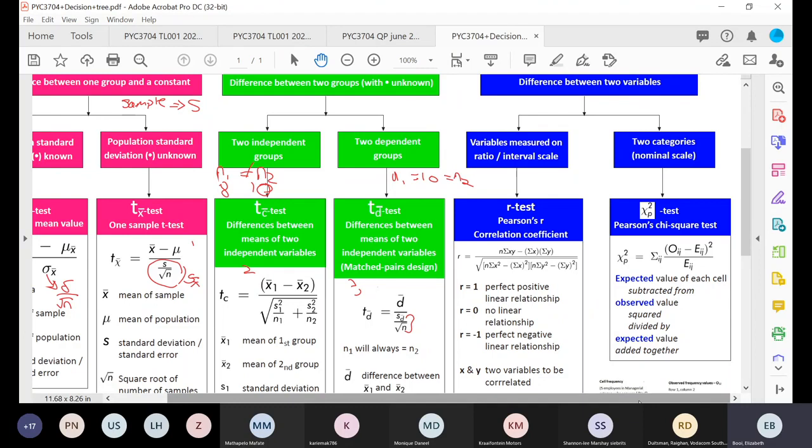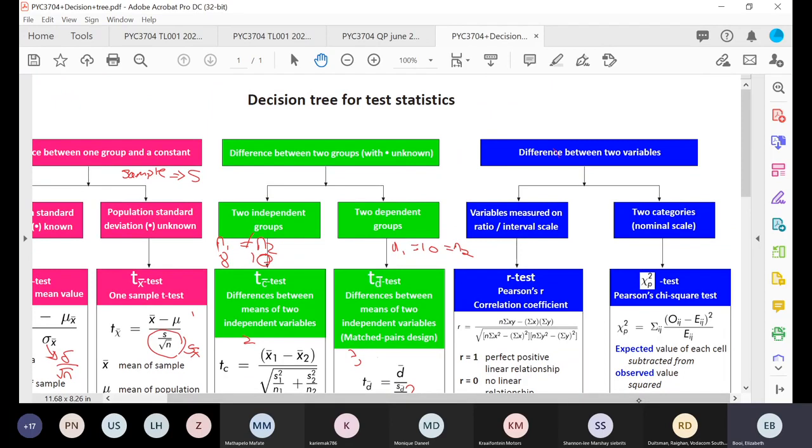If they ask you to test the relationship between two variables, and I think here where they say there is a difference, we need to change this to a relationship, because here we're talking about whether the two variables are related to one another. So for numerical variables, whether interval or ratio, as long as it's numerical, we use Pearson R, which is the Pearson coefficient of correlation score, which is also called R.